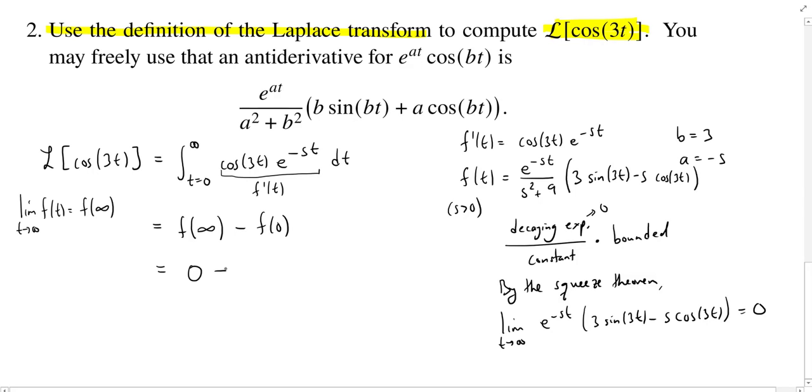All right, so then we have minus f of 0. So at 0, what happens? We get 1 over s squared plus 9. And then sine of 0 is 0, so this term dies. And then cosine of 0 is 1, so we get minus s. So times negative s. Hey, we got a minus, and a minus is a plus, and so we get s over s squared plus 9. There is our Laplace transform.